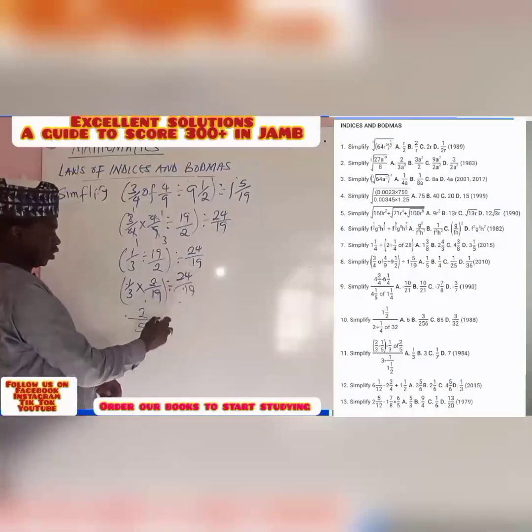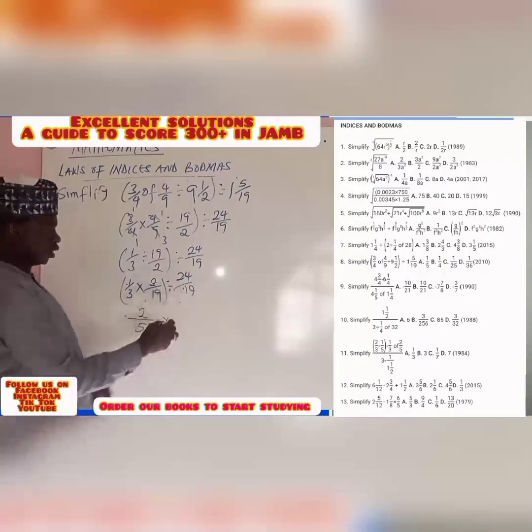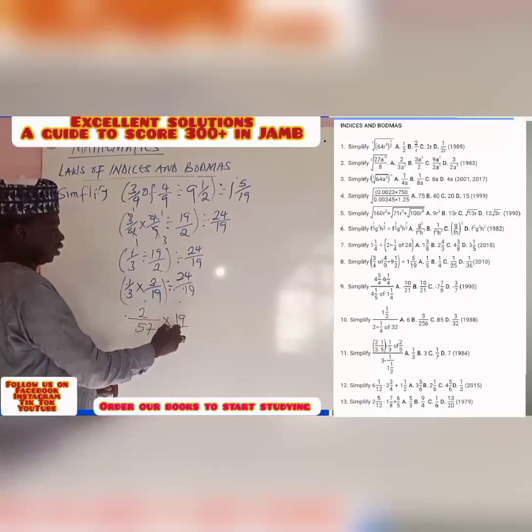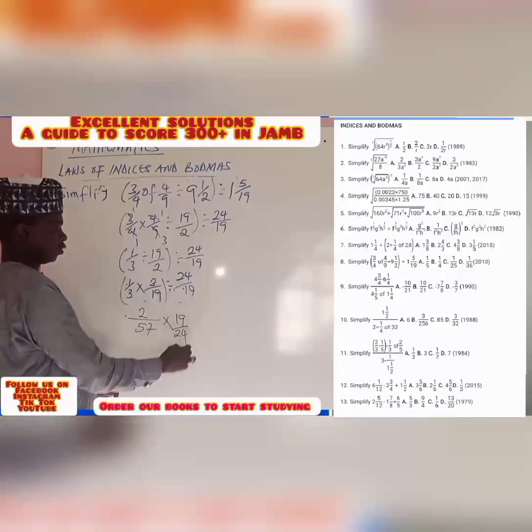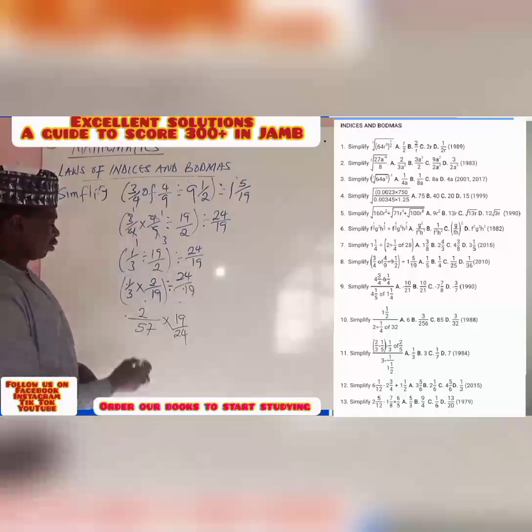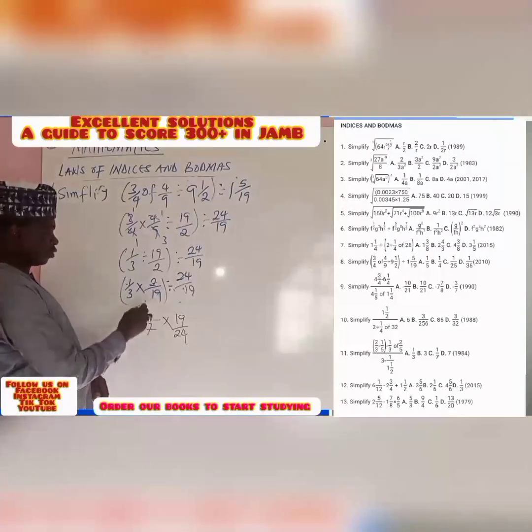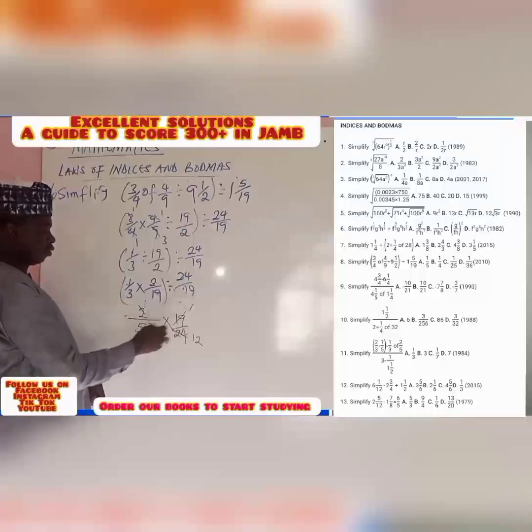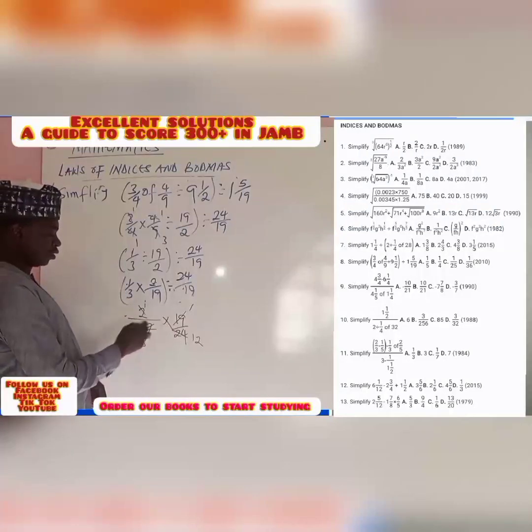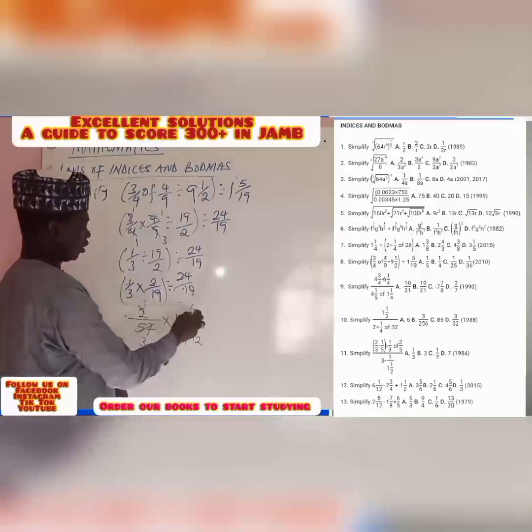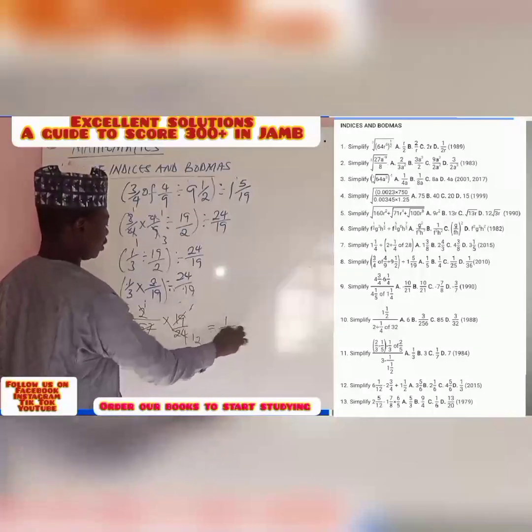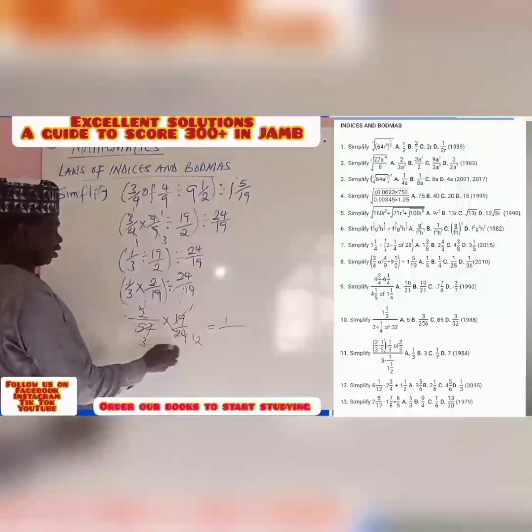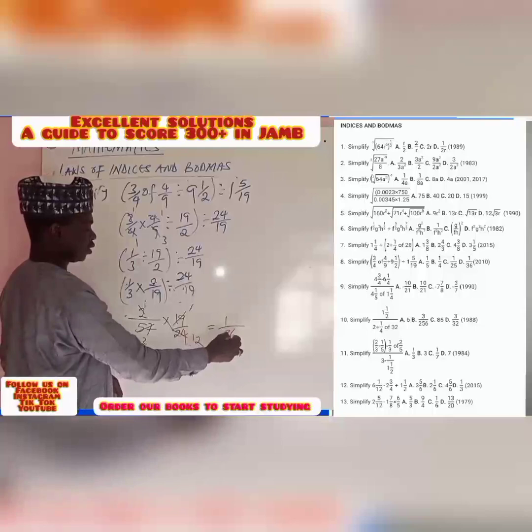Then this one, we take the reciprocal, we have 19/24. And we now come here, 2 here is 1, 2 here is 12. 19 here is 1, 19 here is 3. So we are going to have 1 times 1 equals 1, divided by 3 times 12 is 36.